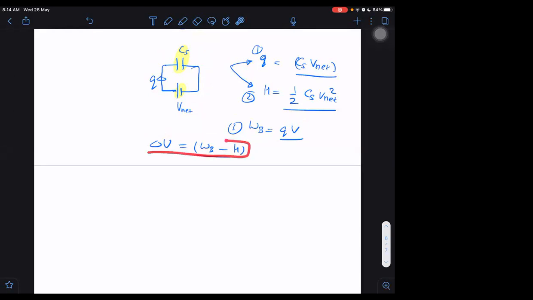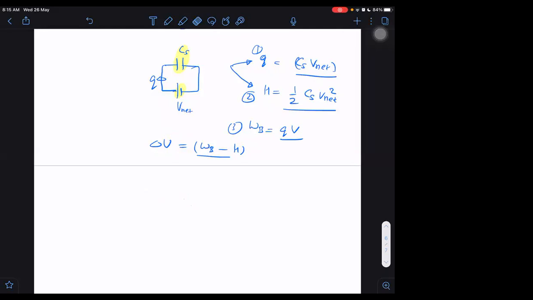Delta U we can obtain very easily. How to obtain the final potential energy of each capacitor? I have to obtain it separately, capacitor wise. That will be half of Q, half of final charge. First we have to find the final charge for that.